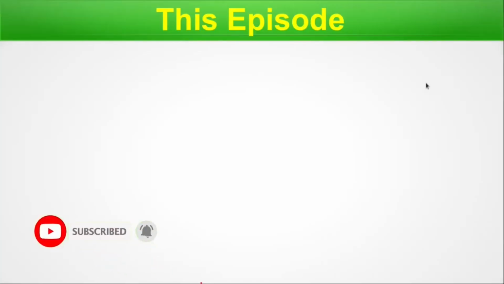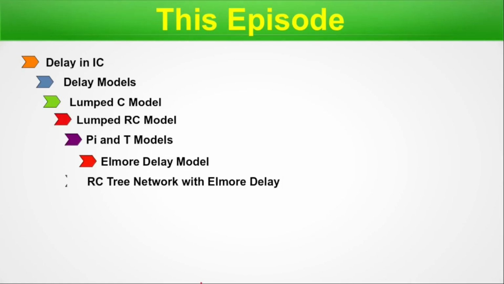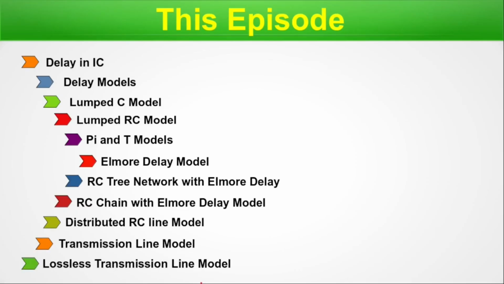Now let's take a look at the pointers we are going to discuss in today's episode. First, delay in IC. Second, delay models. Then lumped C model. Then lumped RC model. Next, pi and T models. Next, Elmore delay model, then RC tree network with Elmore delay, RC chain with Elmore delay model, distributed RC line model, transmission line model, and lossless transmission line model.